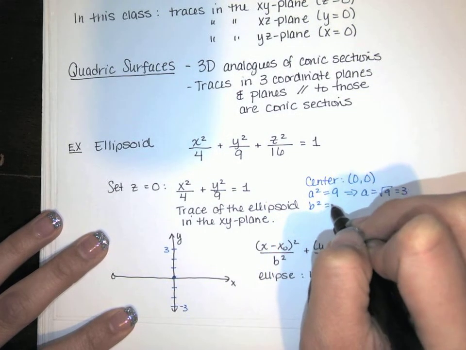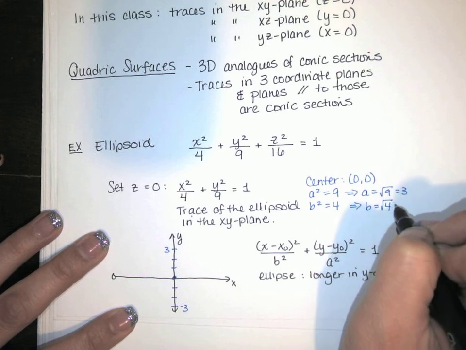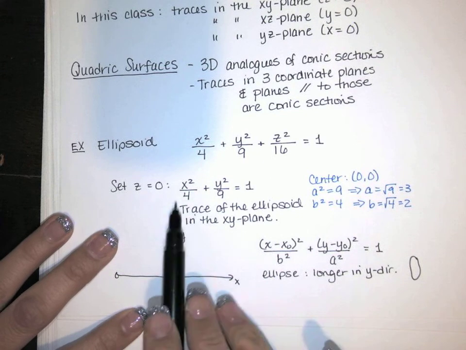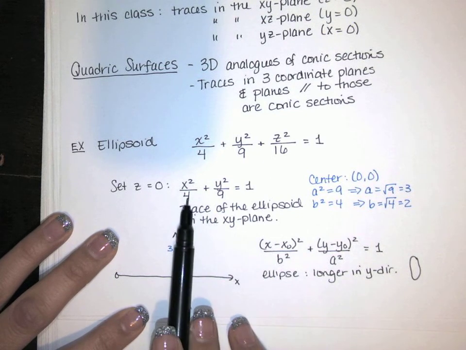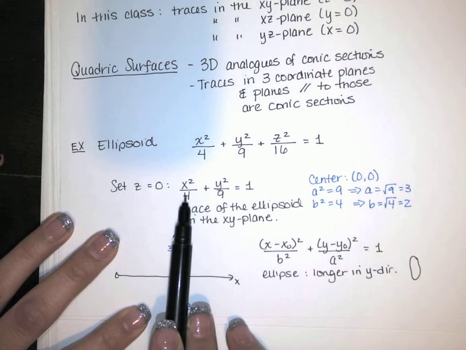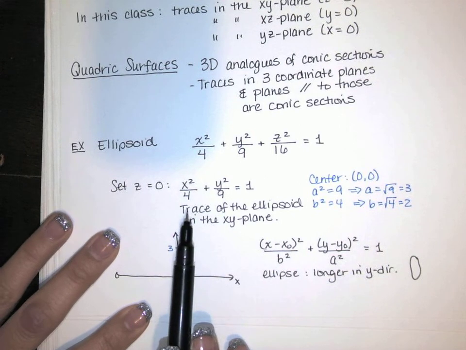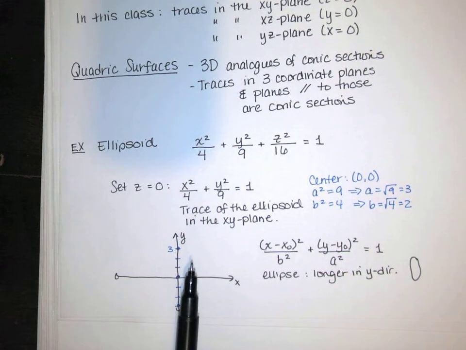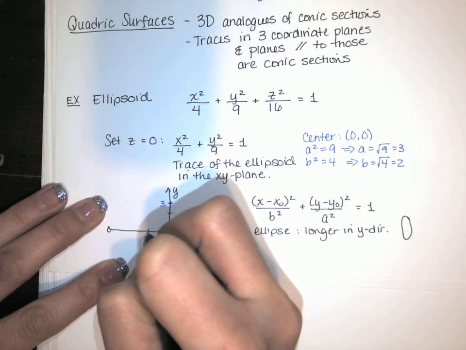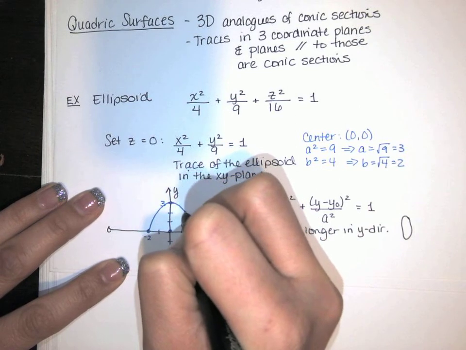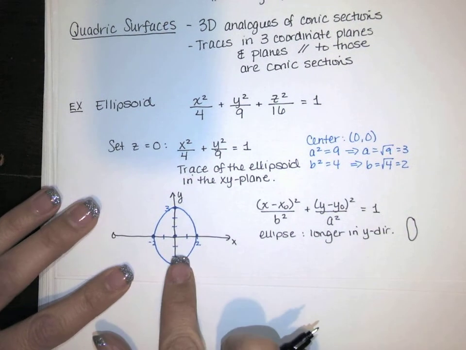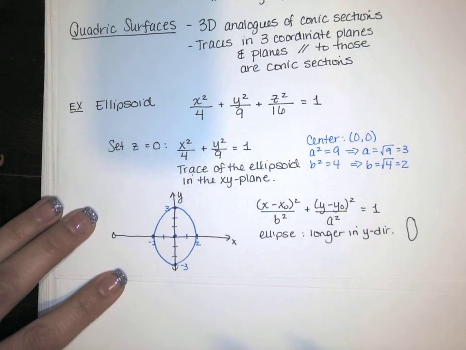B squared is 4. So that means b is the square root of 4, which is 2. To find other points on our ellipse, we are going to go 2 units, and that's because b equals 2. And this is a b squared and it's under the x. Since the b squared is under the x, we're going to go plus and minus 2 units in the x direction from our center. So we're going to go 2 units this way and 2 units this way. And then you just graph a curve and you get that. That is the trace of our surface, the ellipsoid, in the xy plane.